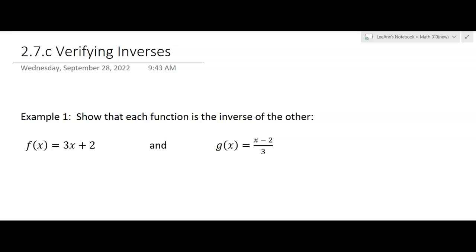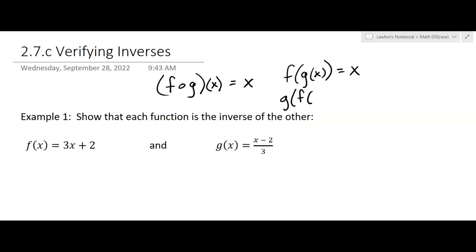So sometimes they want us to verify inverses, or they want to give us two functions and say, hey, are these inverses, yes or no? So it goes back to that concept. If you take a function and you compose it with the other function, you have to just get x out of that. Now that can also be written f of g of x like this, but you have to get x. Not only does it have to work that way, it has to work the other way as well.